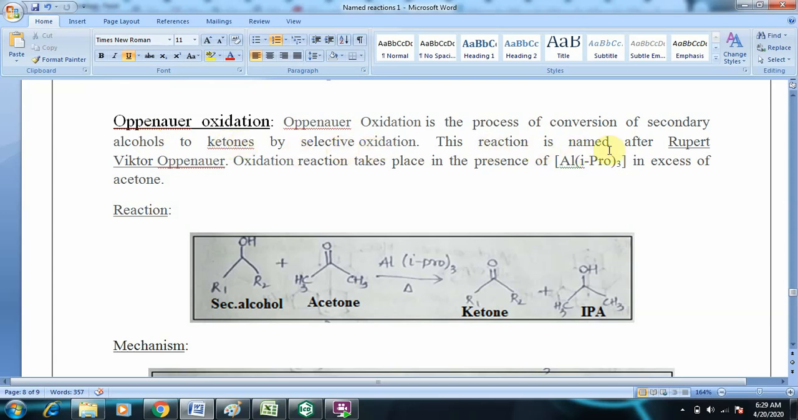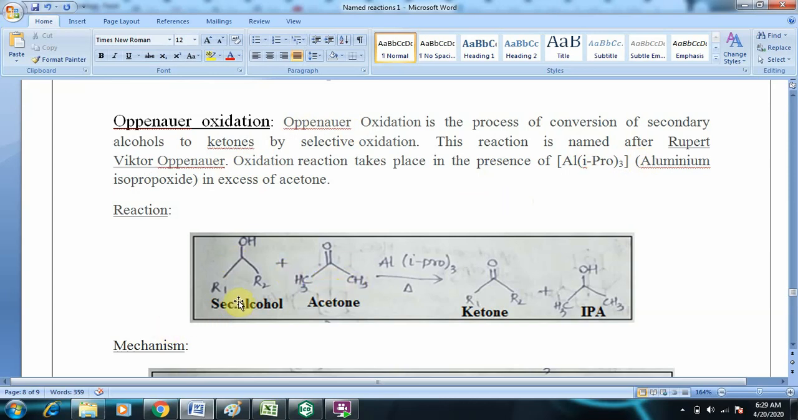This reaction is named after Rupert Victor Oppenauer. So oxidation reaction takes place in the presence of aluminium isopropoxide. The name is aluminium isopropoxide. I'll write down the name: aluminium isopropoxide. Aluminium isopropoxide in excess of acetone. The solvent is excess of acetone.